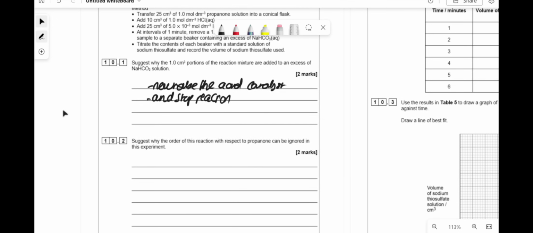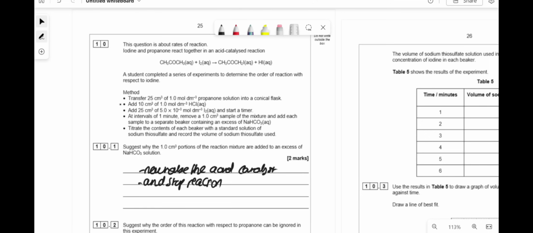Suggest why the order of this reaction with respect to propanone can be ignored in this experiment. If we look at how many moles of propanone we have, we have 25 over 1,000 times 1, which is 0.025 moles. If we look at iodine, we've got 5 times 10 to the minus 3 times 25 times 10 to the minus 3. We've got 1.25 times 10 to the minus 4. So how many times more of that do we have? We have 200 times more propanone than there is I2.